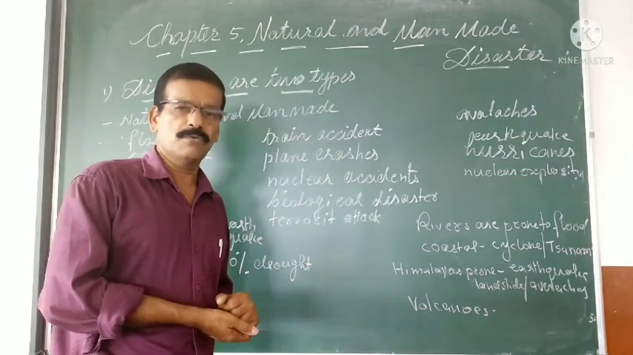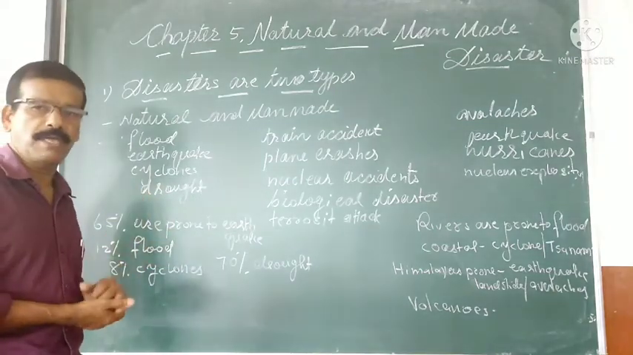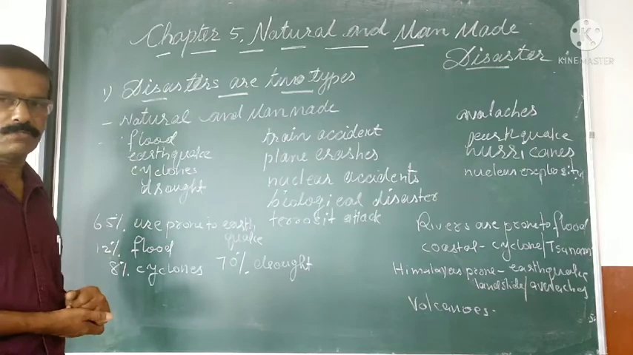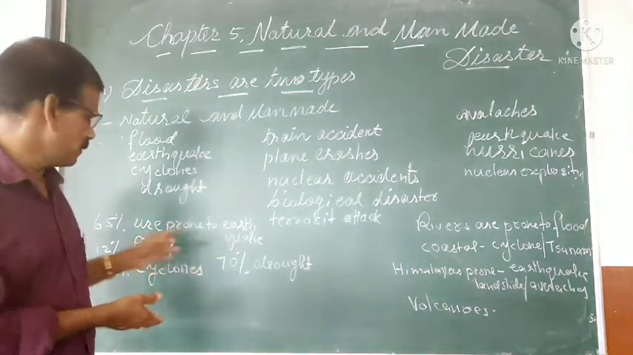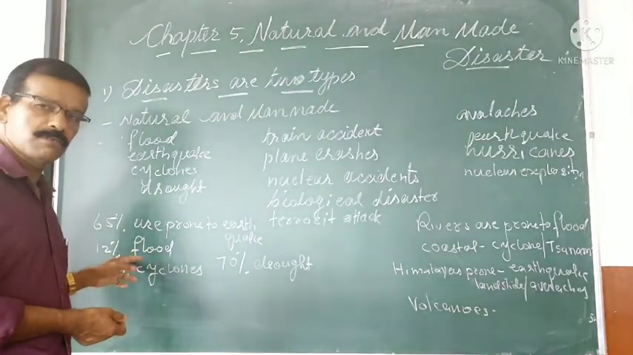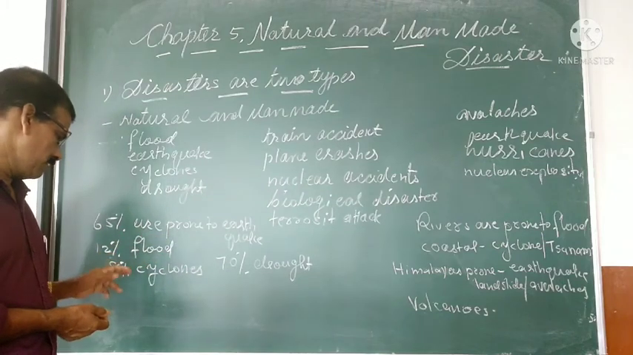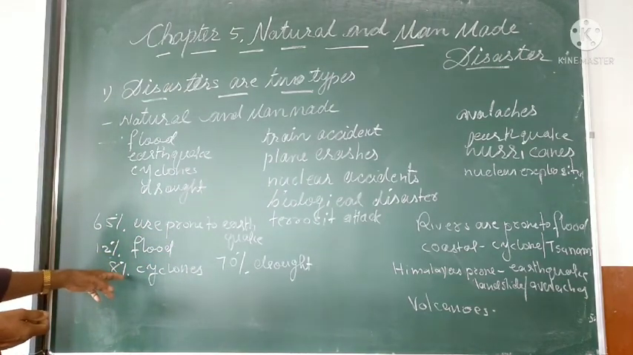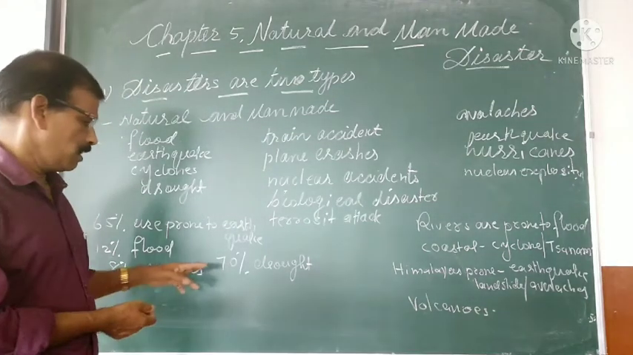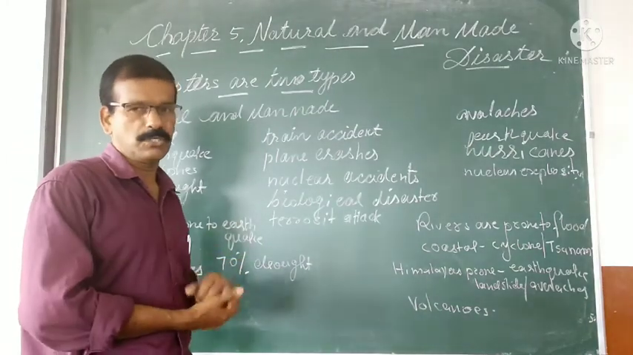If we take the case of our country, nearly 65% of the land area in India is prone to disaster. This percentage is very alarming, and 12% of the area is prone to flood, 8% of the area is prone to cyclones and 70% of the area is prone to drought.